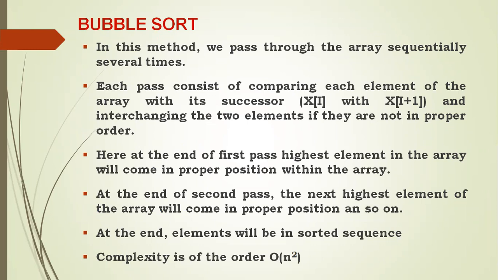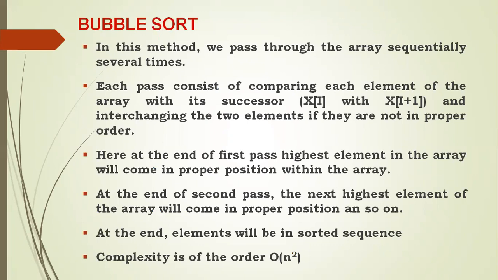When you finish the second pass, the second highest element will go to the 9th place. Then again start from the beginning: A1 with A2, then A2 with A3, A3 with A4, A4 with A5, A5 with A6, A6 with A7, and A7 with A8. That's all. When you finish this one, the third highest element will take the 8th place.